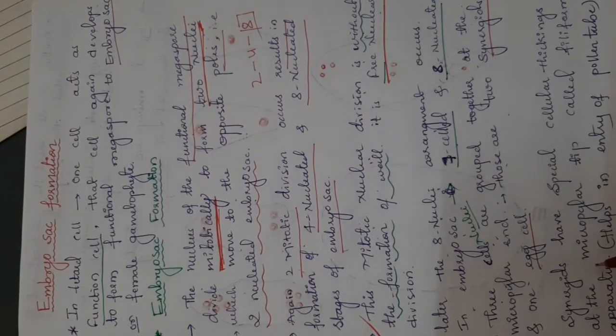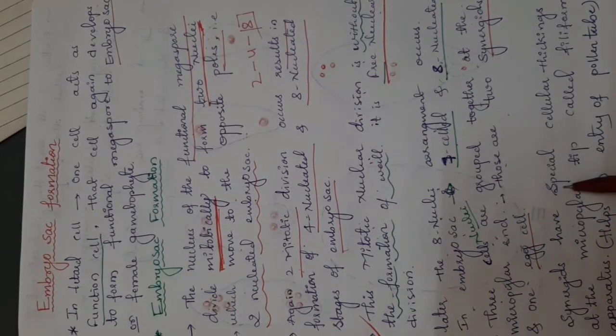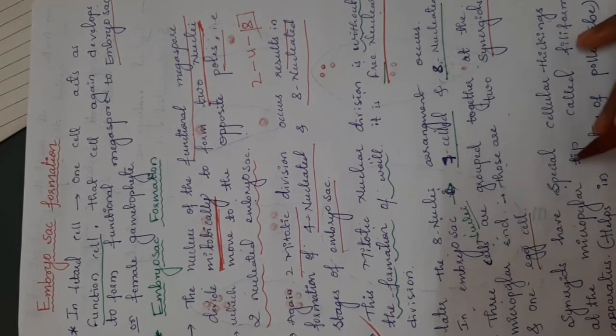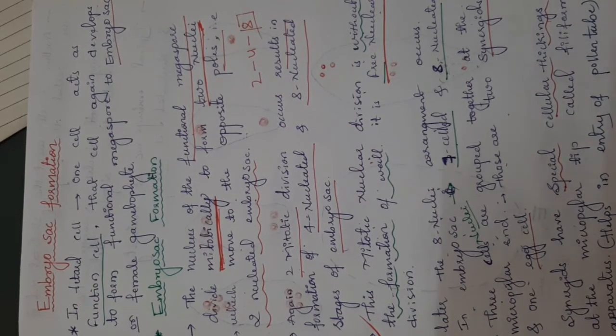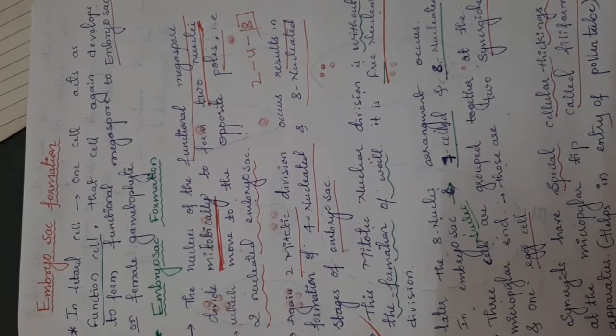Next, the synergids have special cellular thickenings at the micropylar tip. I will explain this in detail. Just remember, the synergid cells are present at the micropylar end. Those have cellular thickenings called the filiform apparatus. The filiform apparatus helps in the entry of the pollen tube.